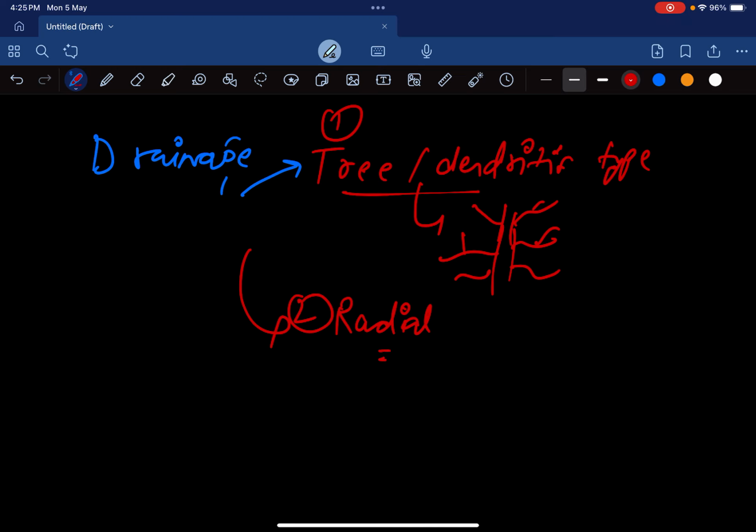For instance, let's say this is the top of a hill and from here in this direction, this direction, this direction and that direction, so it is draining in the form of a circle, the radius of a circle. Okay.